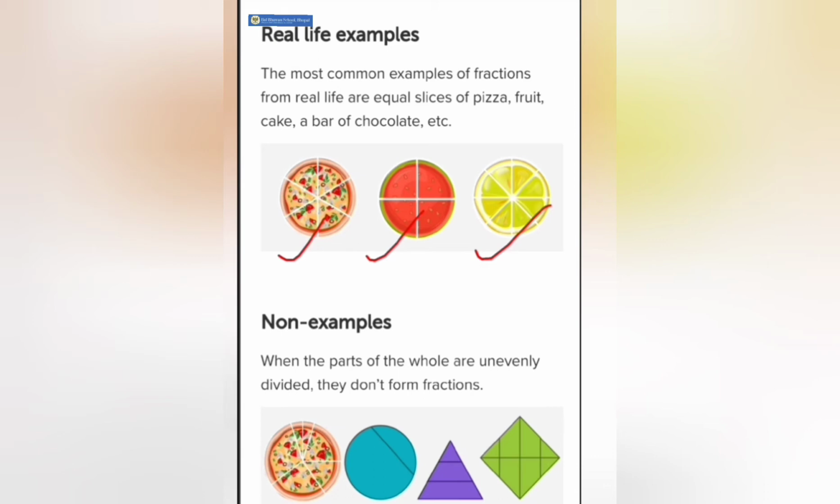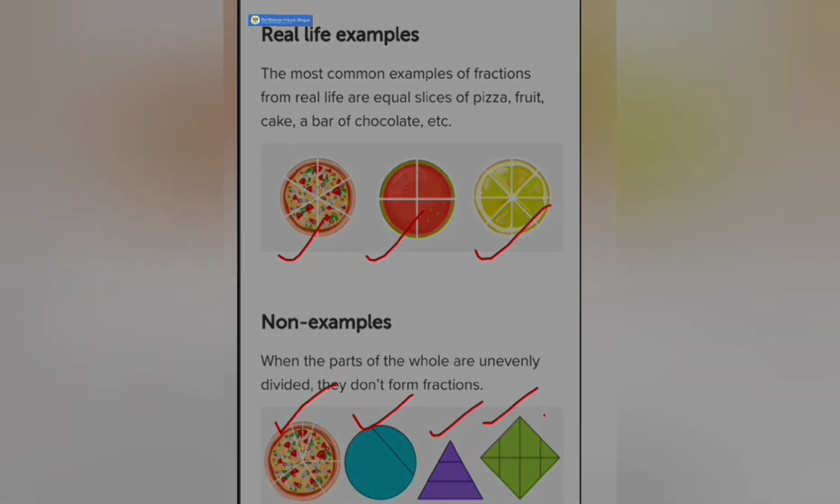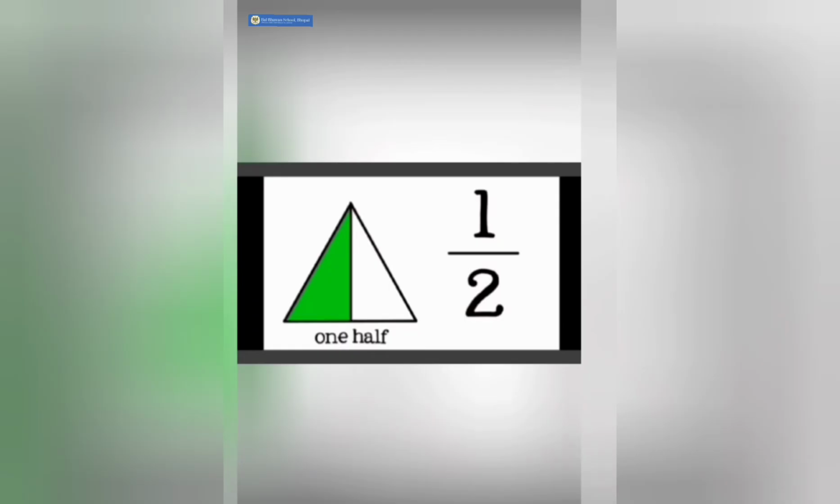Children, whenever things are divided unevenly, like you can see in these pictures below, when the parts of the whole are unevenly divided, they do not form fractions. In this figure, you can see the triangle is divided into 2 equal parts, 1 and 2, okay? And we write the total number of parts here. Tell me which one is the colored part. This one is the colored part, and how many colored parts can you see? Only one. So out of 2, 1 is colored.